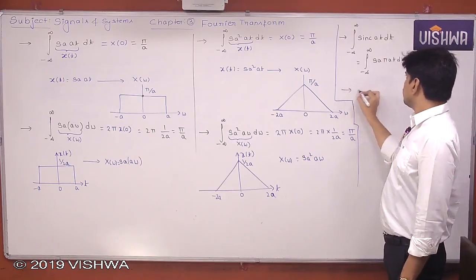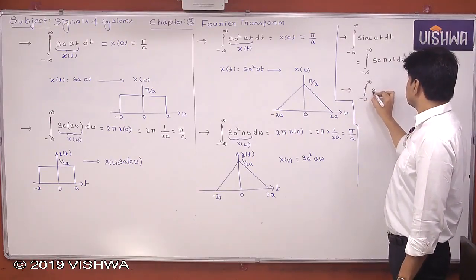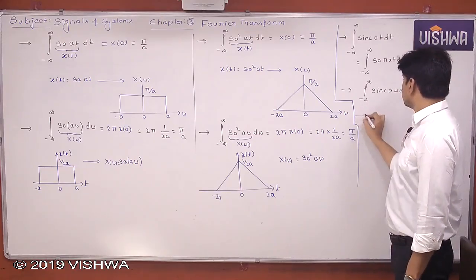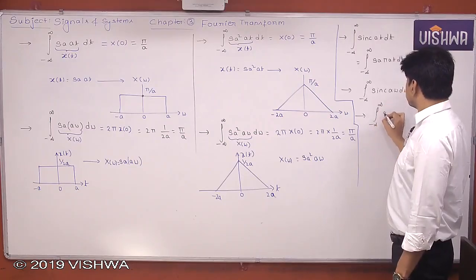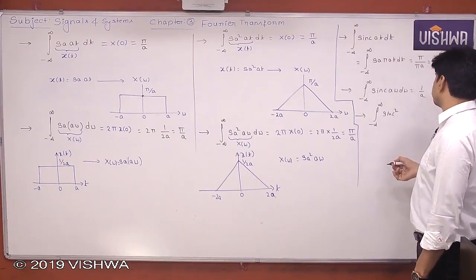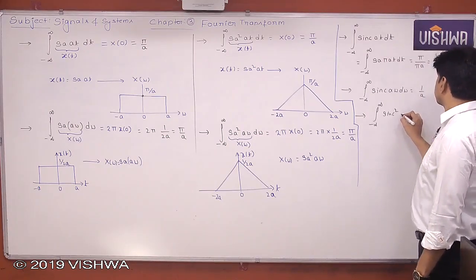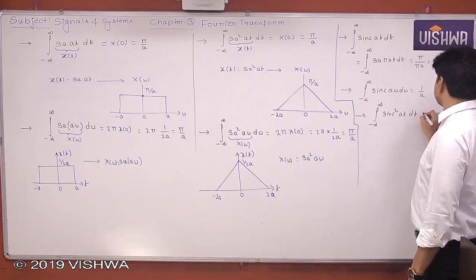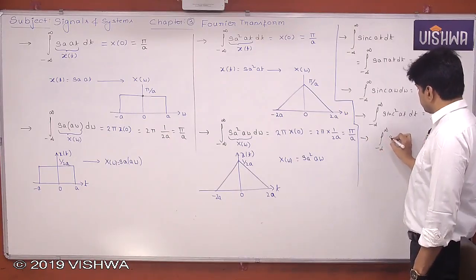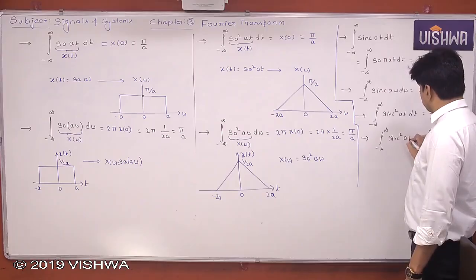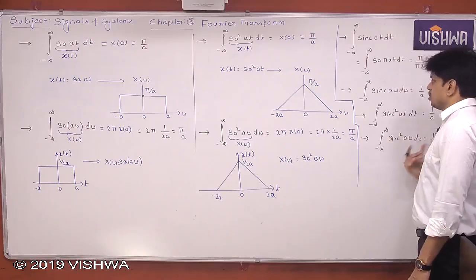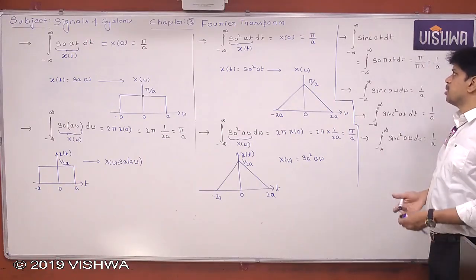In a similar way, if we calculate the integral minus infinity to infinity of sinc a omega d omega, it is 1 by a. Again the integral minus infinity to infinity of sinc square at dt is also 1 by a. The integral of sinc square a omega d omega is also 1 by a. So for all of them it is 1 by a, and for all sampling functions it is pi by a. So take them.